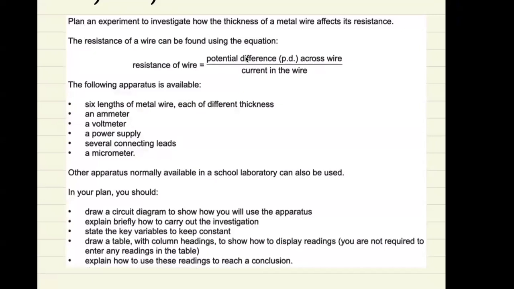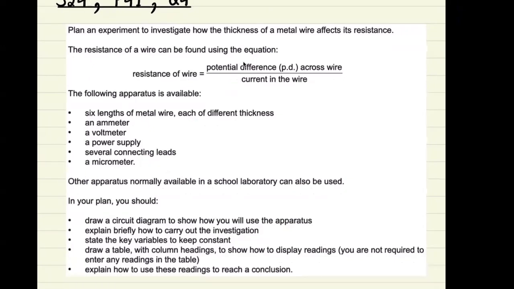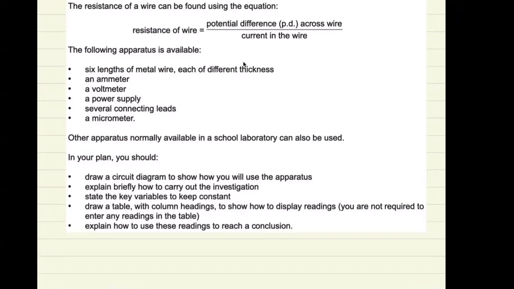This is on electricity. This is summer 24, paper 41, question number 4, again a planning question. Plan an experiment to investigate how the thickness of a metal wire affects resistance. So it's already given the thickness versus resistance. If you look at this, all of the metal wires have different thicknesses. So you'll vary this and measure resistance, and the equation is given. The following apparatus is available: metal wire, ammeter, voltmeter, power supply, connecting leads, and a micrometer.